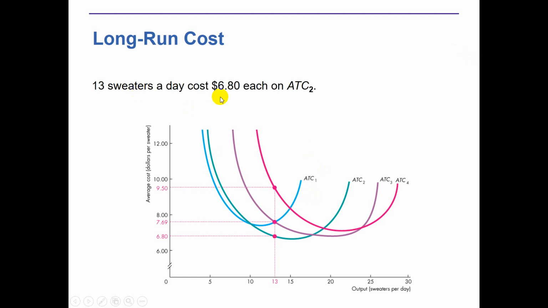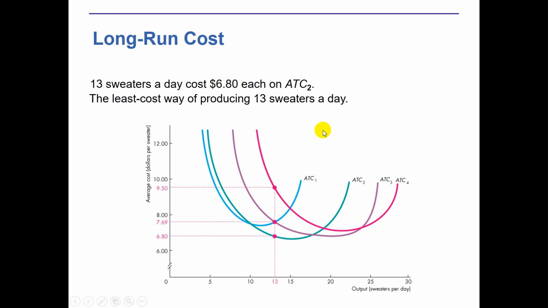30 sweaters a day cost $6.80 on average on total cost curve 2. This green line you should see here. So it is $6.80, and the average total cost of the third plant is $7.69. Here this is $7.69, and the average total cost curve 4 is 9.50 US dollars. So the least cost way of producing 30 sweaters a day is average total cost curve 2. So she can use the second plant to bear the minimum average cost.